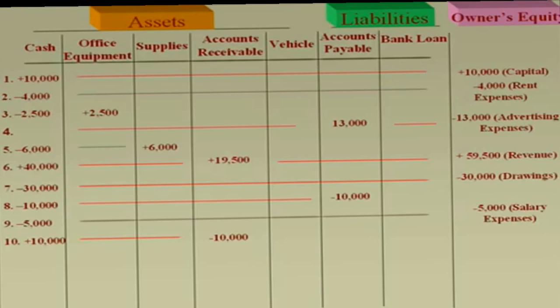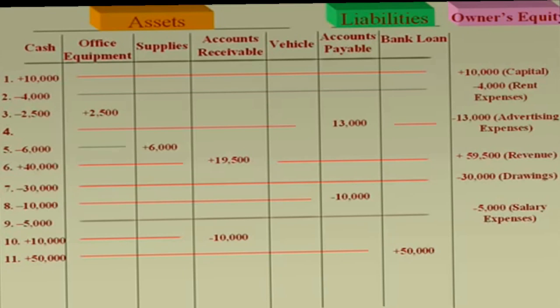What did you do for transaction 11? This is a loan. Cash goes up 50,000. And don't you have a liability? Bank loan? Liability goes up 50, so it should look like this. Cash up 50, liability increase 50.